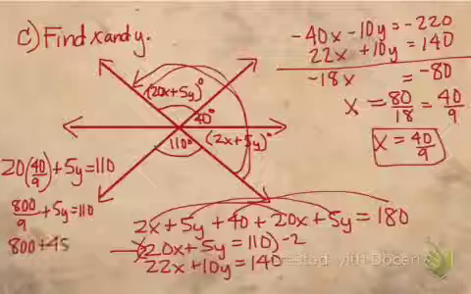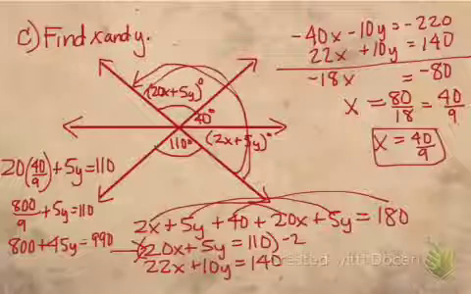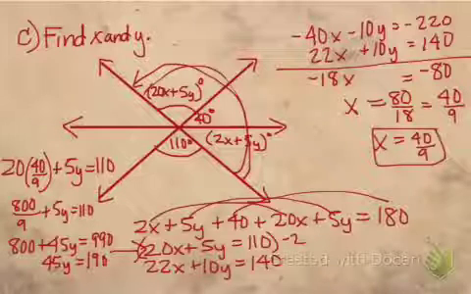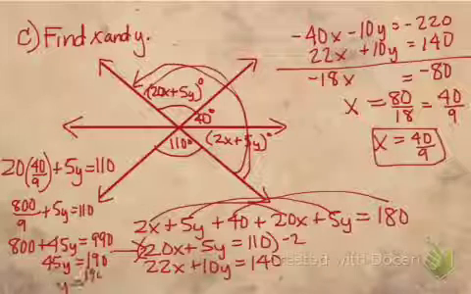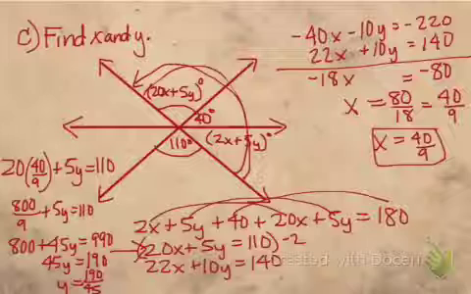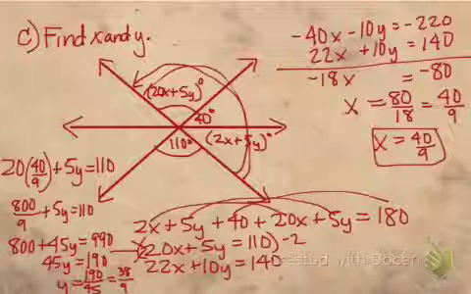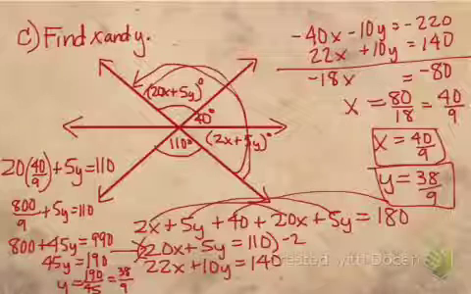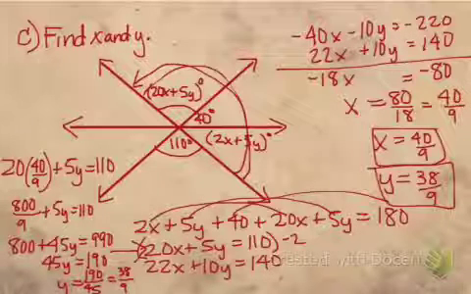Now I'll multiply everything by 9. So I get 800 plus 45y equals 990. So 45y equals 190. Y equals 190 over 45, which can reduce to 38 over 9. So my solution is x equals 40 over 9 and y equals 38 over 9.